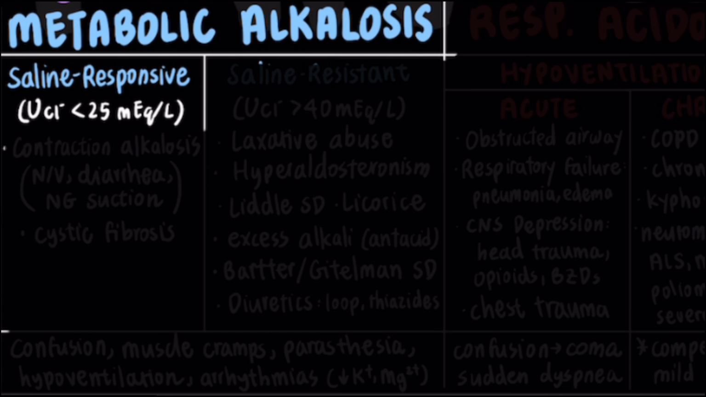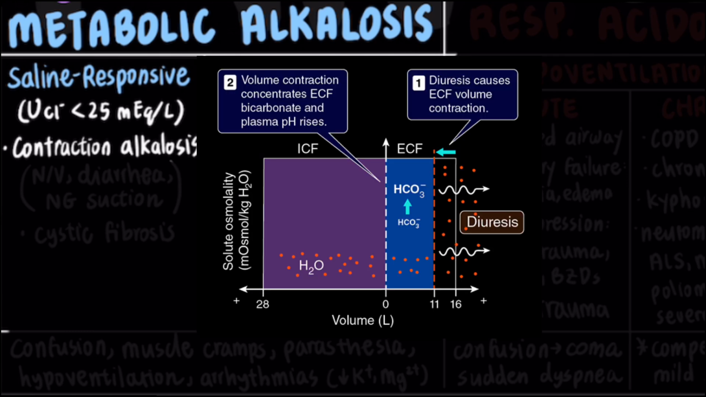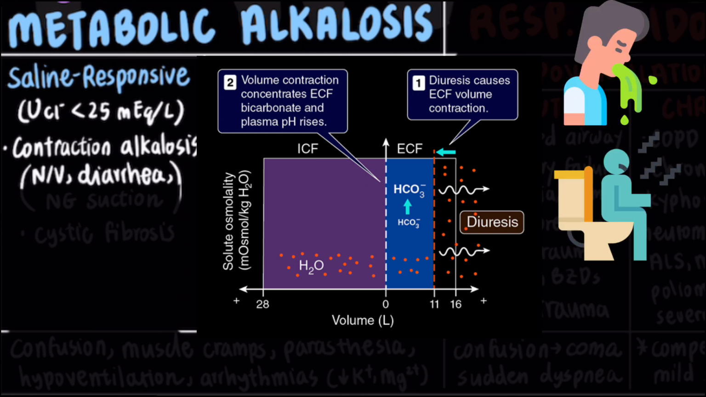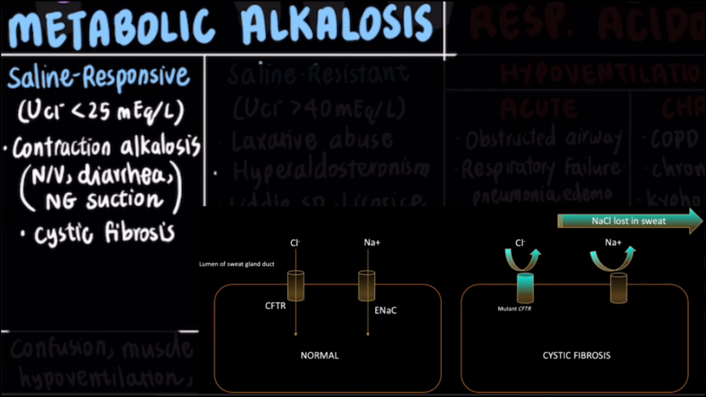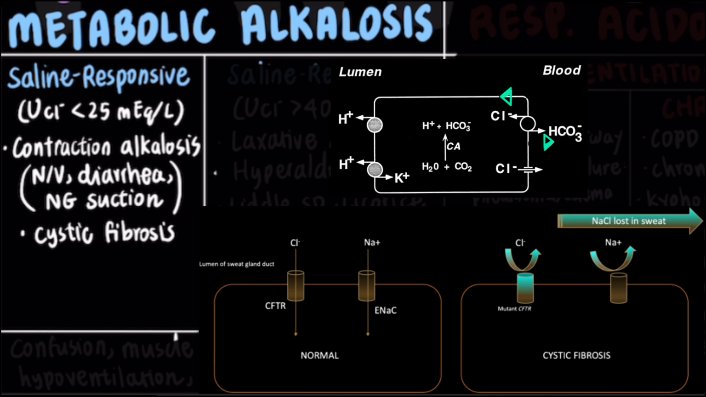Common causes include contraction alkalosis, where there's a loss of extracellular fluid, like from nausea and vomiting, diarrhea, and nasogastric tube suction. The volume contracts but bicarbonate stays behind, making the blood more alkaline. Cystic fibrosis, where the patient loses a lot of chloride through sweat, leads to volume depletion and a low chloride state, which promotes bicarbonate retention and metabolic alkalosis.